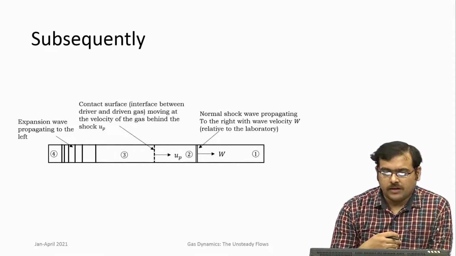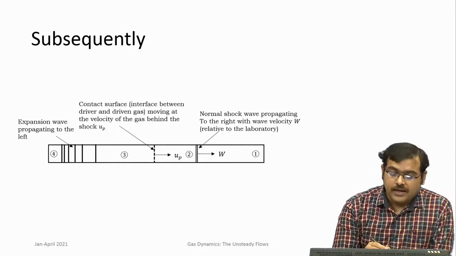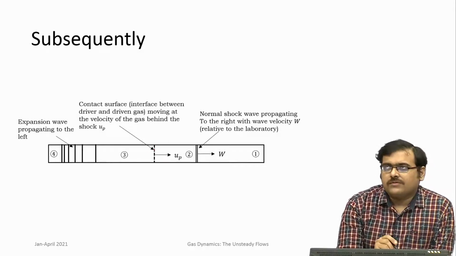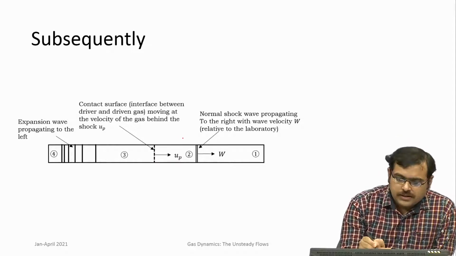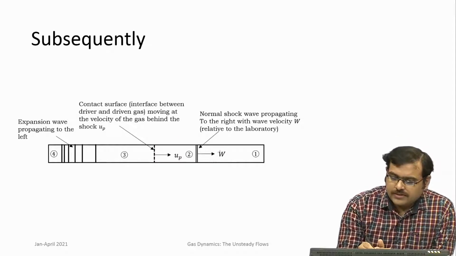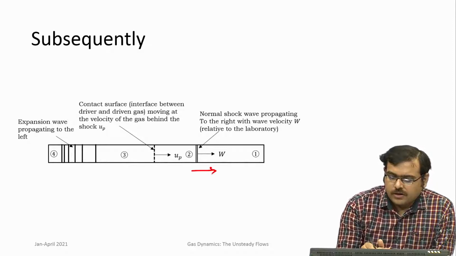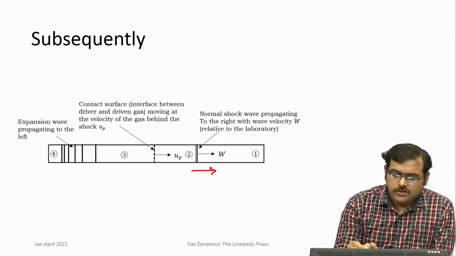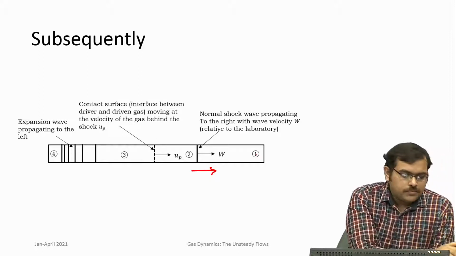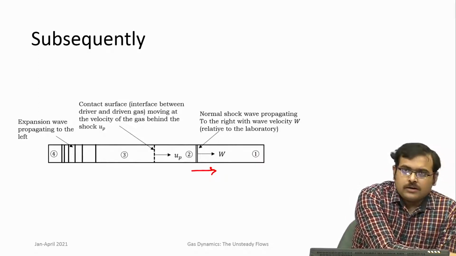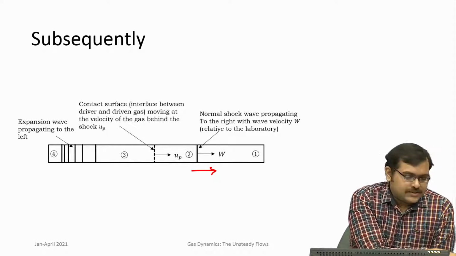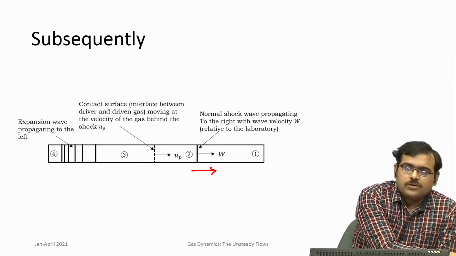So, as a consequence you have a shock wave that travels within the driven section of the tube. So, this is what is represented as W, a shock wave that moves within the driven section of the tube. So, one should be careful about the nomenclature that is being used. It is more or less a standard when describing shock tubes.